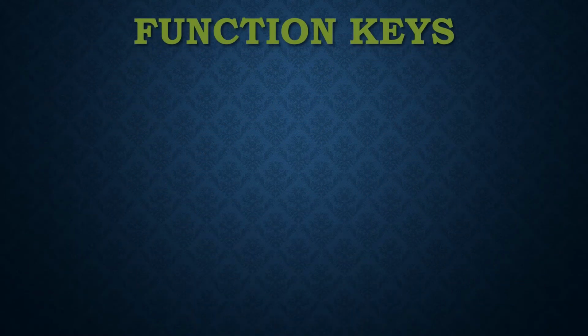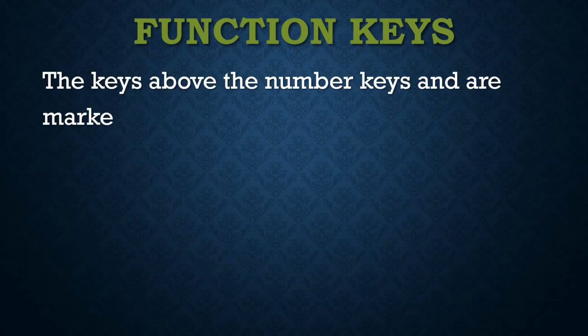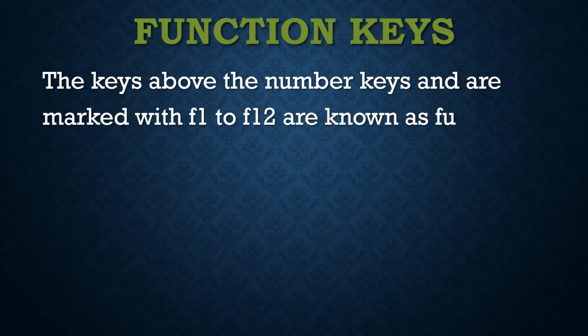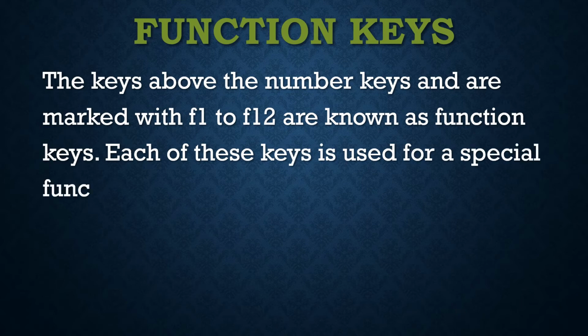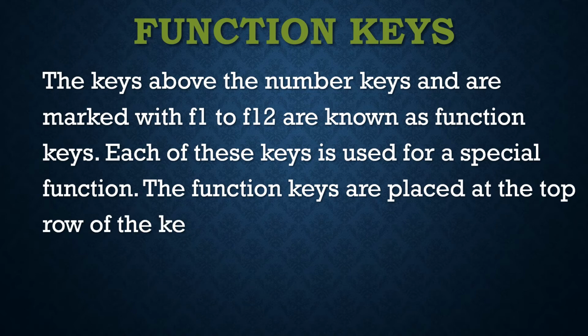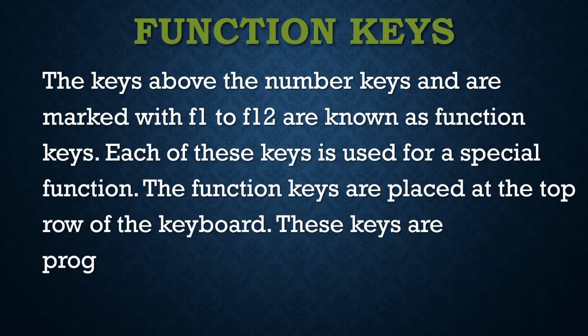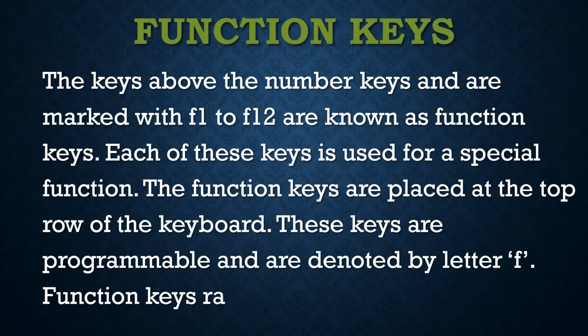Function keys. The keys above the number keys and marked with F, F1 to F12, are known as function keys. Each of these keys is used for a special function. The function keys are placed at the top row of the keyboard. These keys are programmable and are denoted by the letter F. Function keys range from F1 to F12.